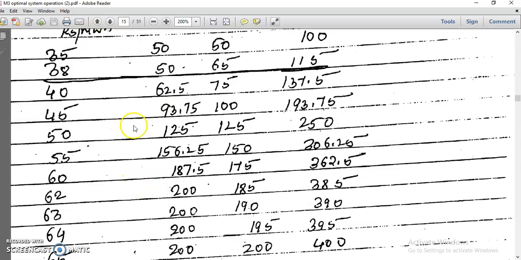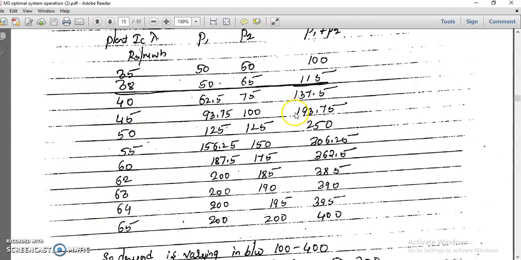And one thing: once we have completed this table, now for this 115 you have to find. I have marked this case, because for this value you have to find the saving in fuel cost. Mark it. Now you have to see how this 115 is shared equally among the plants, and find the saving in fuel cost.